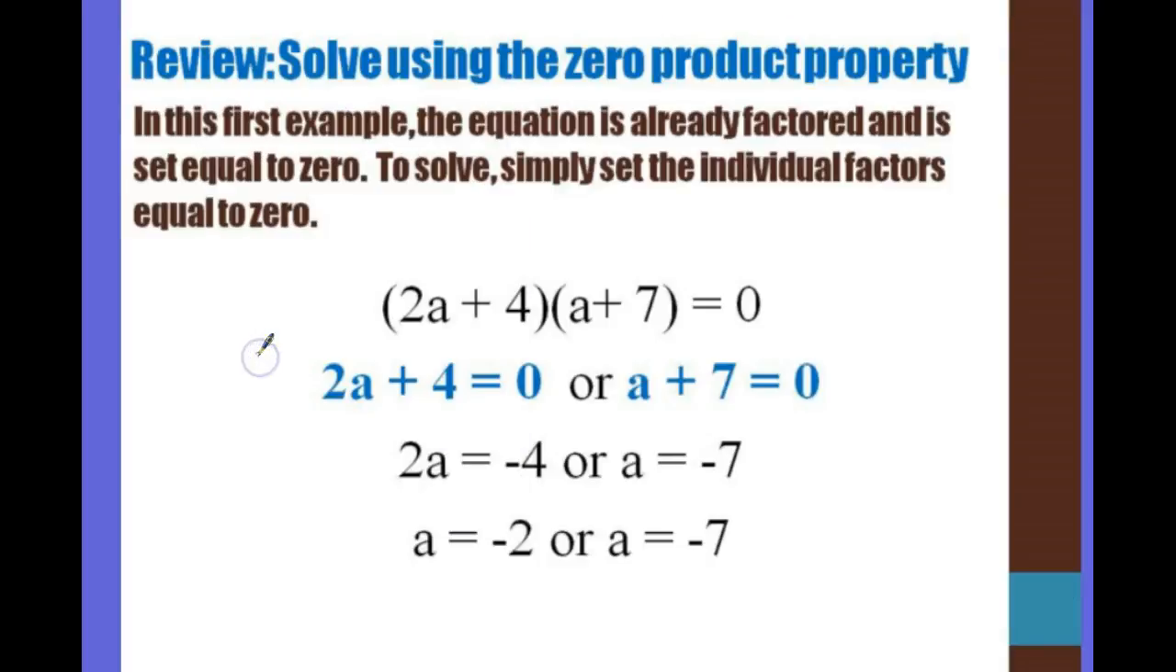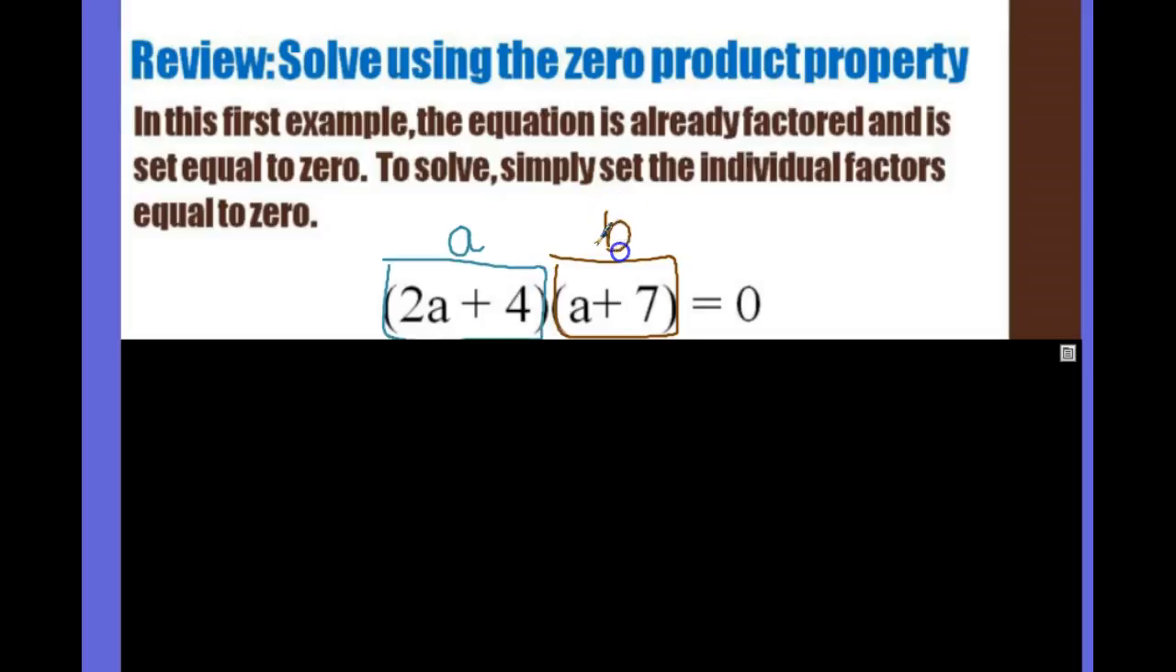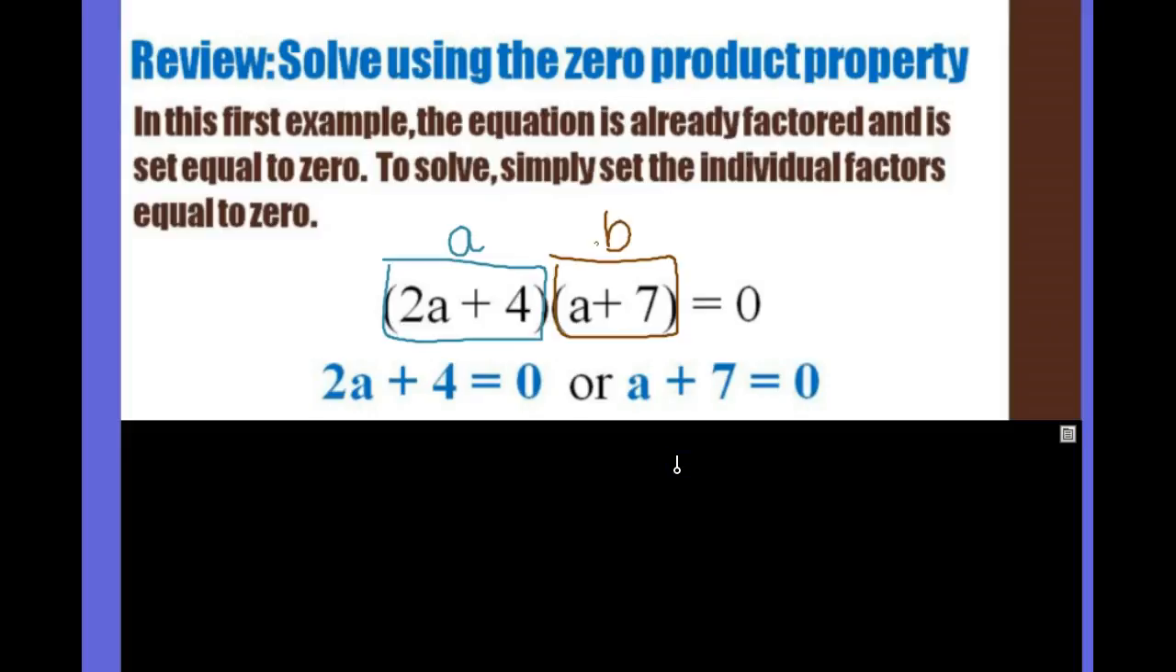So let's apply that property. You have the example 2a plus 4 times the quantity a plus 7 equals 0. The zero product property says a times b equals 0 if a equals 0 or b equals 0. Well, we're going to treat this piece here like the a, and this piece here like the b. So that means either 2a plus 4 has to equal 0 or a plus 7 has to equal 0.